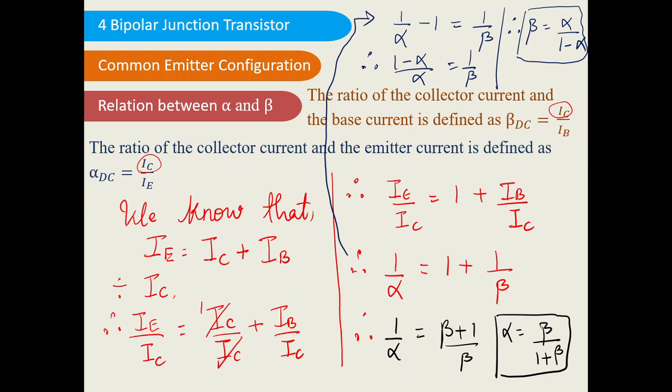So this is the relation between alpha and beta. This derivation is not there in the textbook, but it may be asked in the board examination. So I request you all to please note this down.